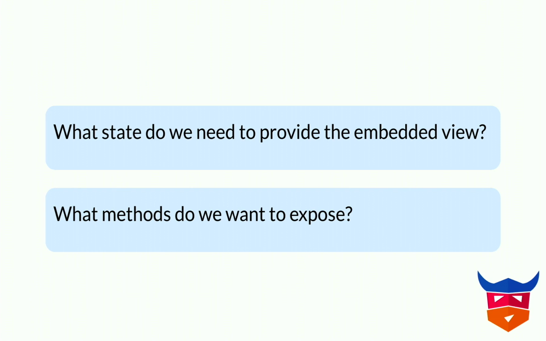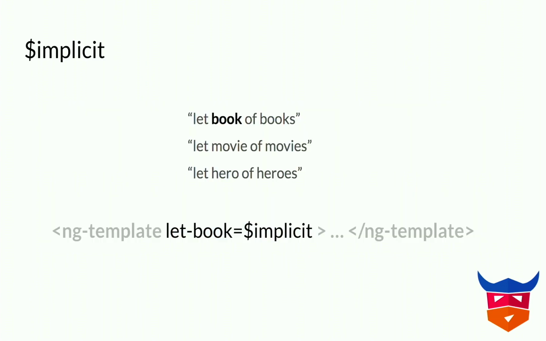So what state do we need to provide the embedded view, and what methods do we want to expose? The $implicit is kind of like the most important thing that we state that we're using the structural directive. So, for example, in ngFor, it's a list. We iterate over the list. So the most important thing is that we want to know what is the current item in the list. So that would become your implicit property.